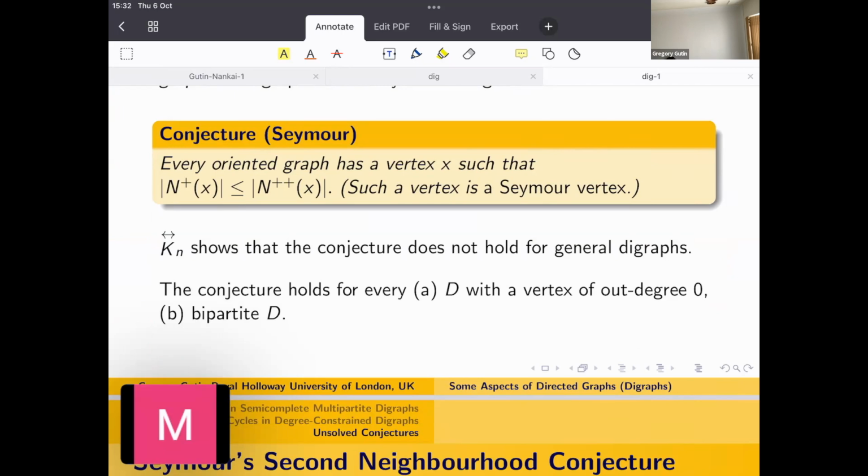Now, why is it also true for bipartite digraphs? Well, take a vertex with minimum out-degree, and then look at what happens. You go there, and then you see at the other side the other part of the digraph. You take a vertex and go from there back to the first side you came from.